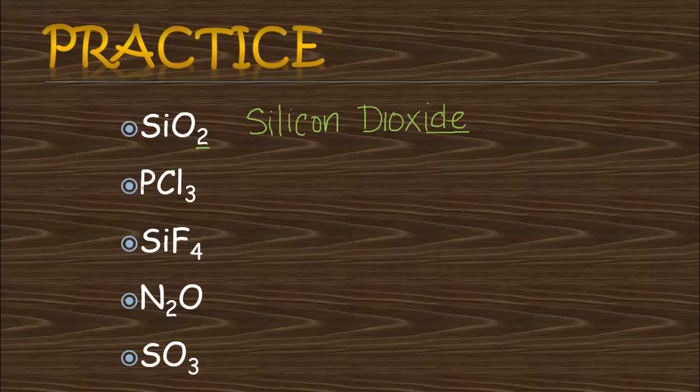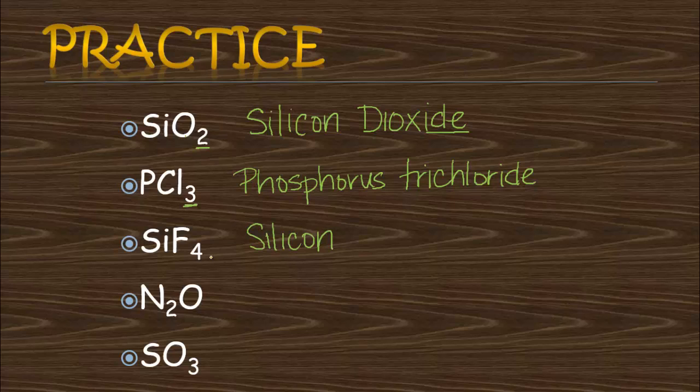P, again, we only have one of them, so we're just going to name what P is. So phosphorus. Then we have 3, so 3 is tri. And then naming Cl, chloride. Again, changing the INE in chlorine to chloride. Si, we only have one of them, so again, we have silicon. 4 is tetra. Remember that Tetris? So tetra, fluoride instead of, again, fluorine.